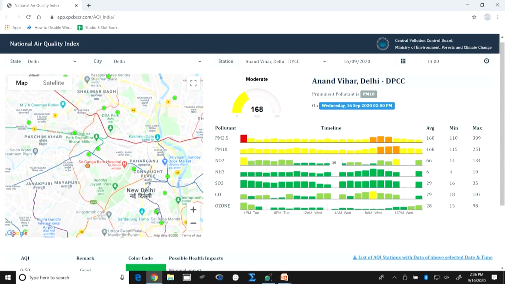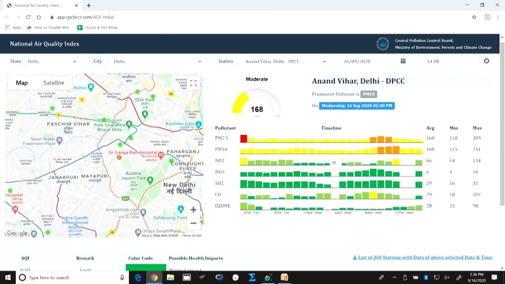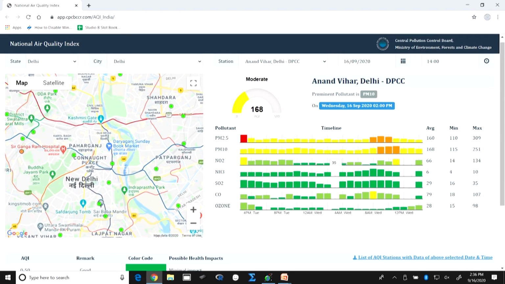Okay, so that is Gangaram Hospital. We will come back to this. So, Anand Vihar, what do we have out here?